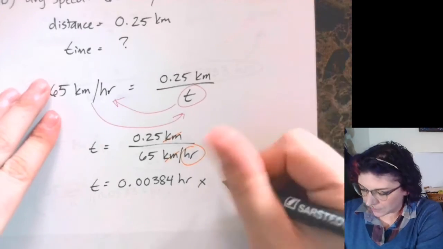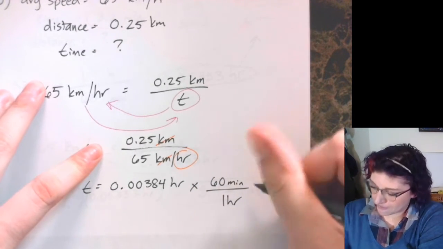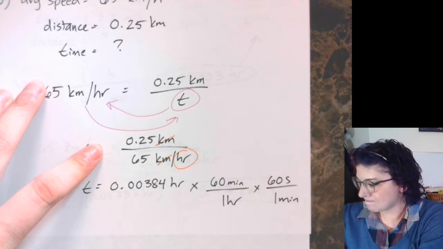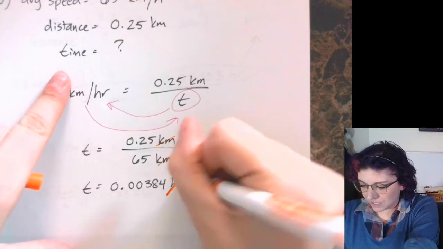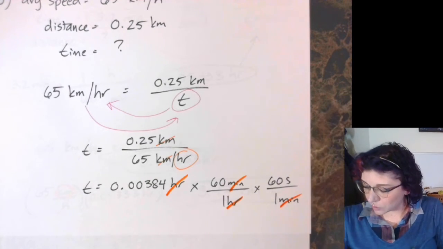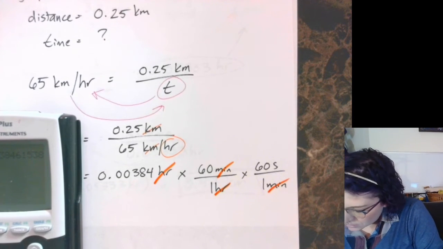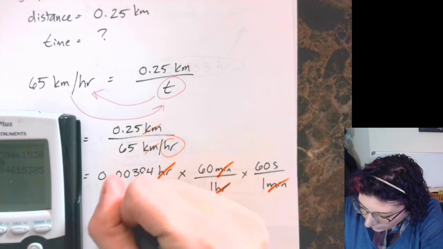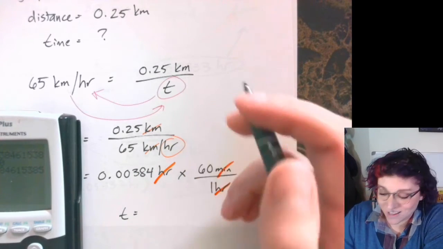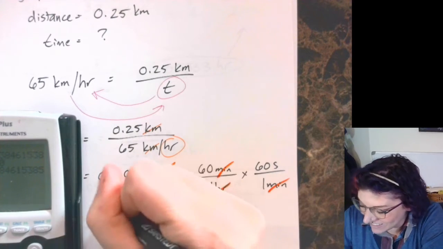So there are 60 minutes in 1 hour, and there are 60 seconds in 1 minute. This way my hours cancel, my minutes cancel, and when I multiply this through, so times 60 times 60, I get that the kangaroo runs 1/4 of a kilometer in approximately 13.8 seconds.